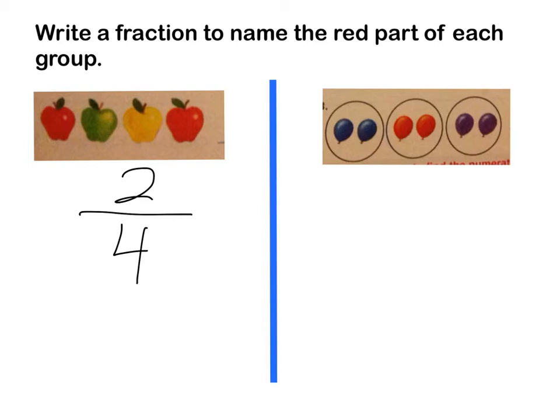Now let's take a look at the balloons. This time, just like Emma's bag of marbles, we will look at the groups of balloons. I see that there are 1, 2, 3 groups of balloons. So I will write 3 for my denominator. I then notice that out of the 3 groups, only 1 group is red. So 1 out of my 3 groups are red balloons.